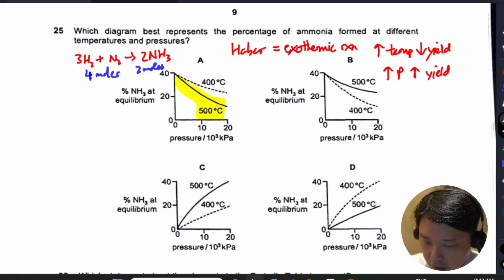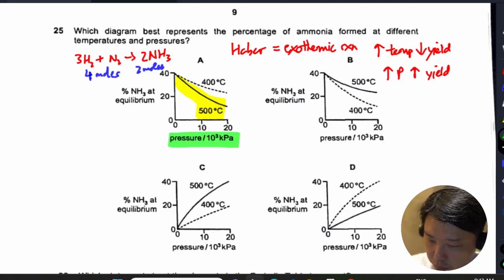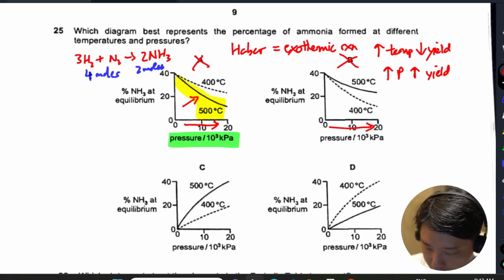Okay, fine. But if you look along the pressure, as you increase the pressure, as you go to the right, what should happen to the percentage? The percentage yield should be going upwards. So as they are sloping downwards, we will not consider A and also B because they are both sloping downwards as you proceed to the right. Okay, so we're only going to consider C and D, and then we see that they are both sloping upwards as you have more pressure.